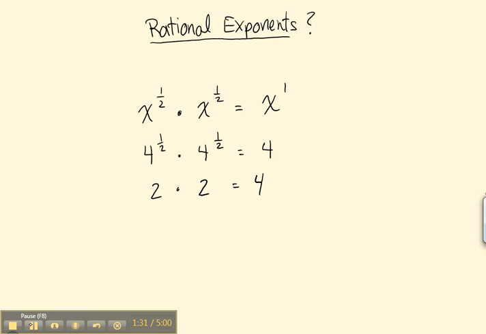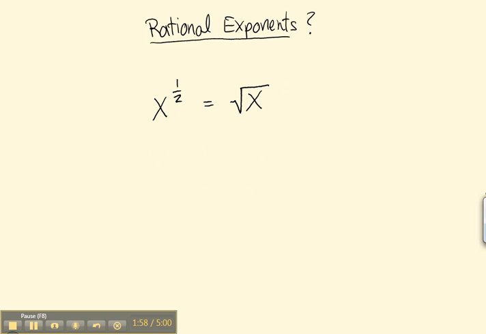Does this work for other numbers? Absolutely. Here's another example we could use. 9 to the power of a half times 9 to the power of a half is equal to 9. In other words, one number multiplied by itself equals 9. That number must be 3. And so in both cases, with both 4 and 9, to the power of a half, it basically makes us take the square root. And this is true for any set of numbers.